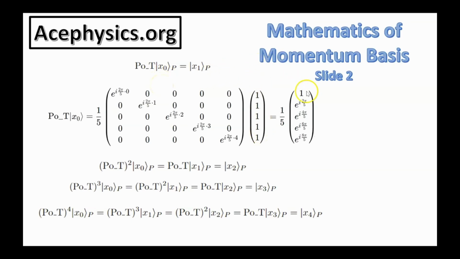This is x0, and this is x1. If I act the matrix squared onto x0 again in the momentum basis, then it's equal to x2 in the momentum basis. The position translation matrix cubed is equal to x3, and that's the way this works.